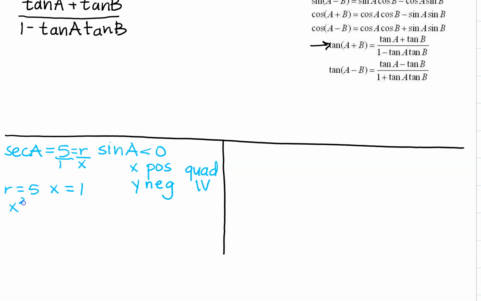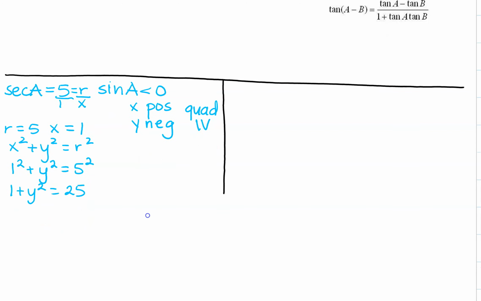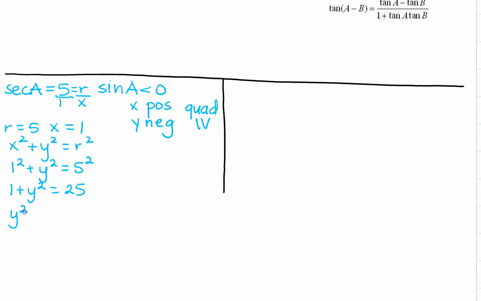And then we will use the fact that x squared plus y squared is equal to r squared to find the value of y. So we have 1 squared plus y squared is equal to 5 squared. 1 plus y squared is equal to 25. I will subtract 1 from both sides to see that y squared is equal to 24. Y is negative, and so y is equal to the negative square root of 24, which simplifies to negative 2 root 6.